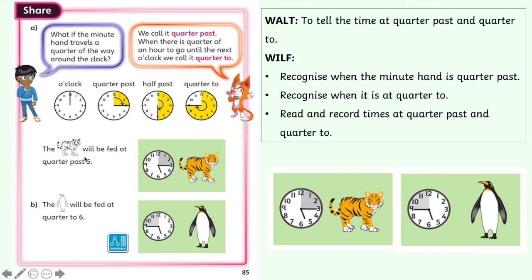So the tiger will be fed at quarter past 5. You can see the hour hand has just gone past the 5. And the penguin will be fed at quarter to 6. You can see that the hour hand is on its way to the 6 and we've only got quarter of an hour left to go.